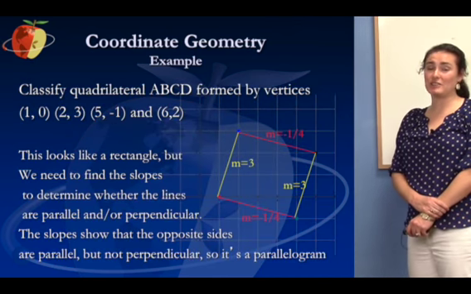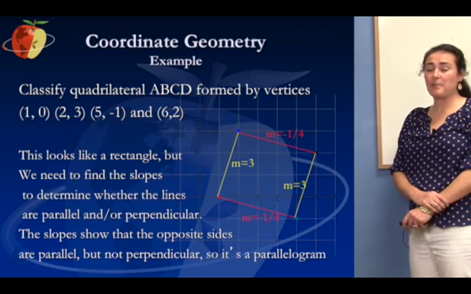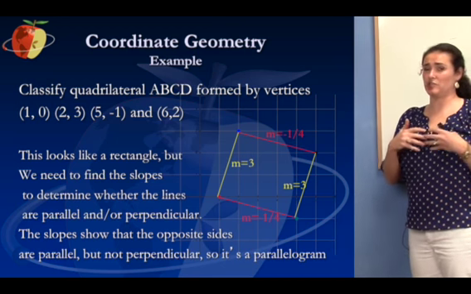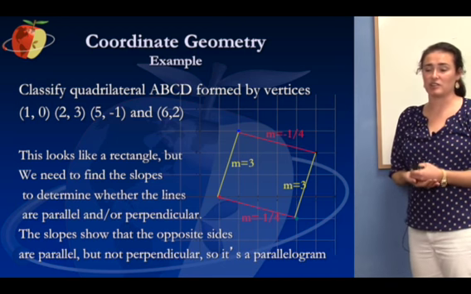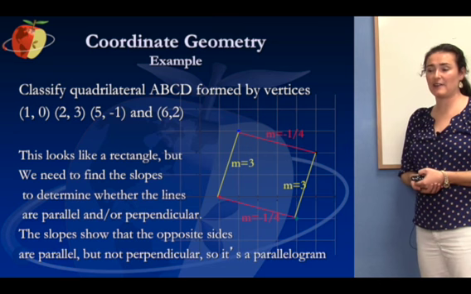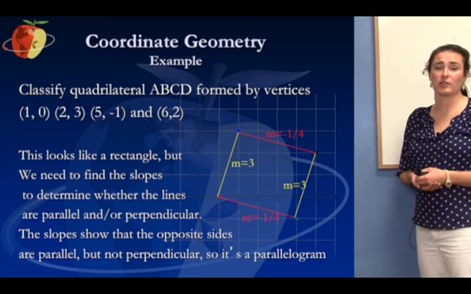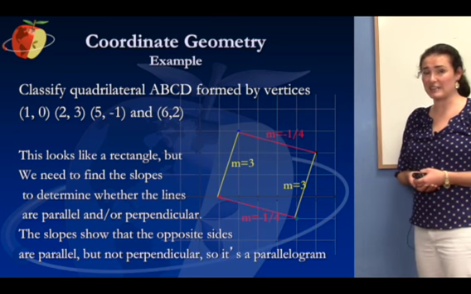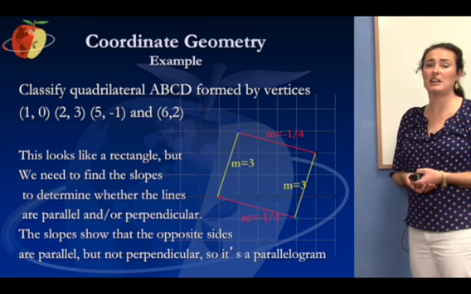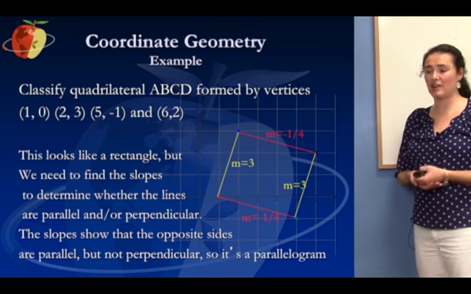We can use coordinate geometry to do proofs. In particular, you combine your algebra skills with your geometry skills to verify a conjecture. So here we are asked to classify the quadrilateral ABCD formed by the vertices, and we have 4 points. Now this graph is already provided for you. If you were doing this problem, you'd probably want to draw a sketch, and it's okay if your sketch isn't perfect. But what you're looking for is to classify a quadrilateral.